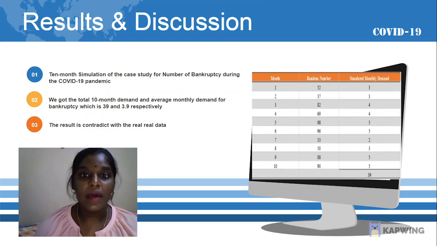The result from the Monte Carlo simulation method has a lower demand, but in the actual data it fluctuates and the number of bankruptcies is also quite high. This is because the Monte Carlo simulation method can avoid danger and loss of life. So bankruptcy is also a factor of loss in businesses.